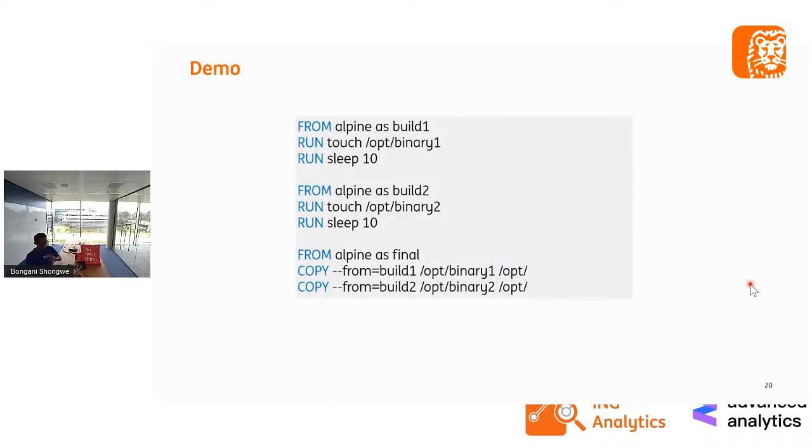Now, I'd like to also do a quick demo on BuildKit. So I have prepared this Dockerfile here. You'll see here I have a set of build stages, these build steps, and I run a sleep command, and I have another set of build steps, and I run a sleep command, and I produce this final image based on those build stages.